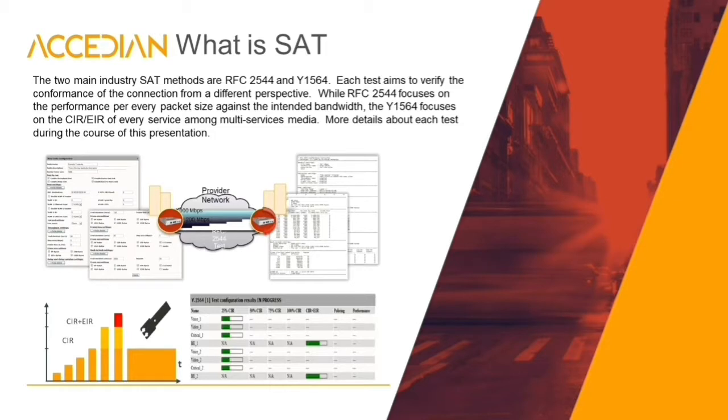So the two main industry SAT methods are the RFC 2544 and its rival, the Y.1564. Each test aims to verify the conformance of the connection from a different perspective. While RFC focuses on the performance of every packet size against the intended bandwidth, the Y.1564 focuses on the CIR-EIR perspective of every service among the multi-service medium. More details about each test are given during the course of this video.